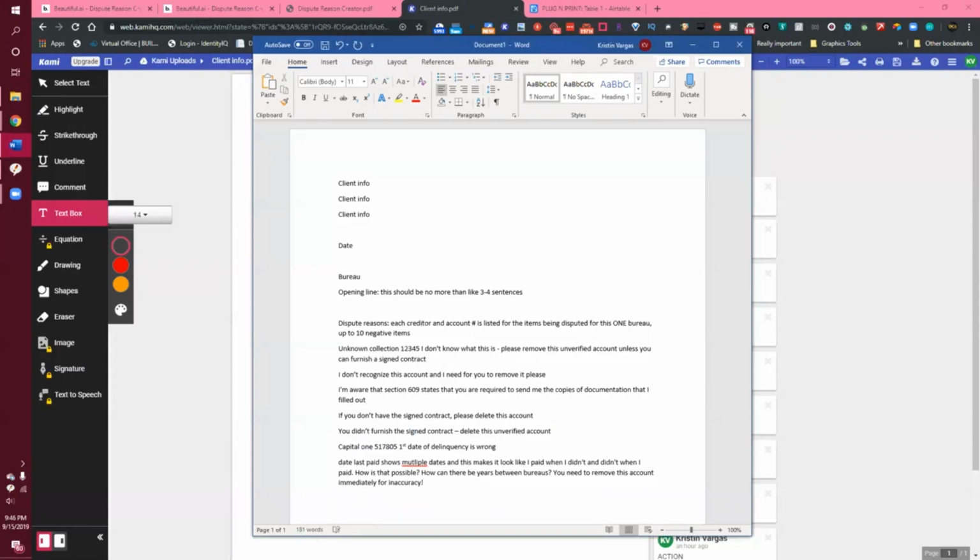Now, let's say that the monthly payment is reported on the charge-off. This account reports a monthly payment on a closed account, delete for inaccuracy. You would obviously go in and put the monthly payment of X amount, and then it already says delete for inaccuracy. So you're telling them the action, the justifier, and the reason, right?